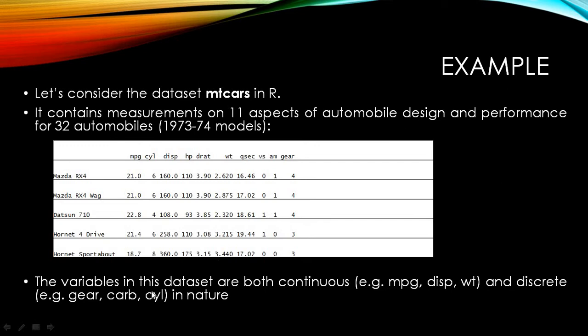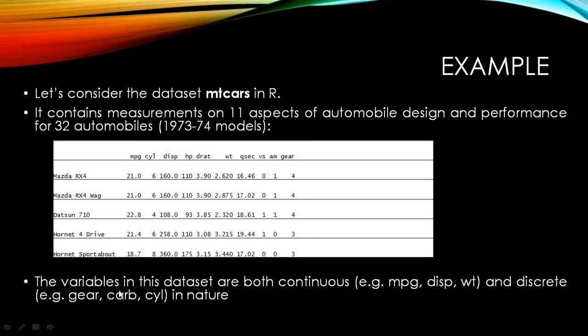Then the variables in the data set are both continuous, like MPG, you can see, 21, 22.8, 21.4, 18.7. This is continuous data. Likewise, displacement: 160, 160, 108, 258, 360. This is also continuous data. And the other way around, I have certain discrete variables as well, like gears: 4, 4, 4, 3, 3. So these are discrete data and this is continuous data.